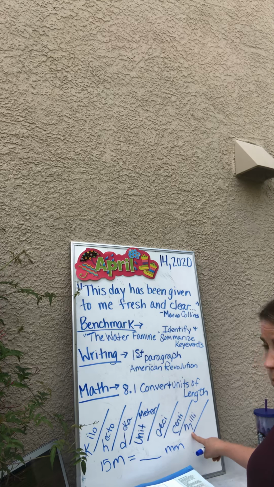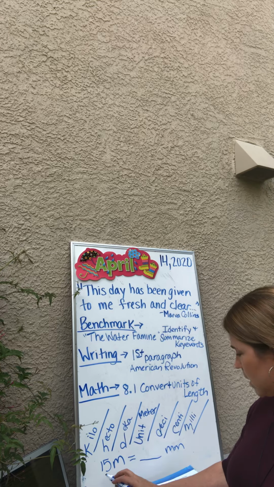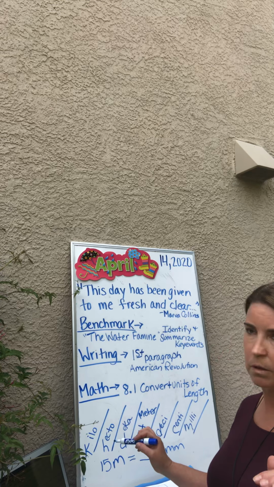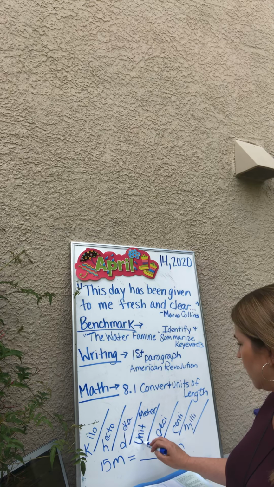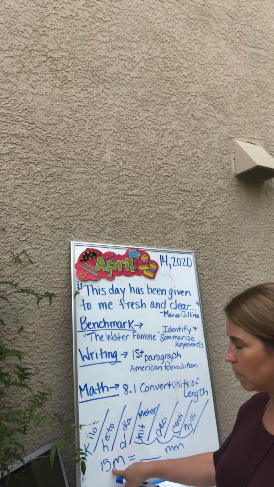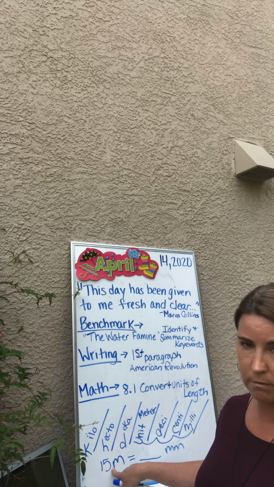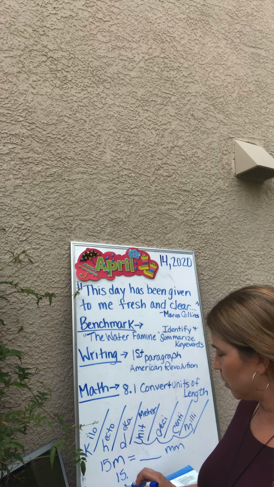So I have to go all the way over here to millimeters. Well, there are a lot of millimeters in 15 meters. So what I would do is I need to move my decimal how many places. So you start here, you have to move it 1, 2, 3. Remember, you have an invisible decimal after the 15.